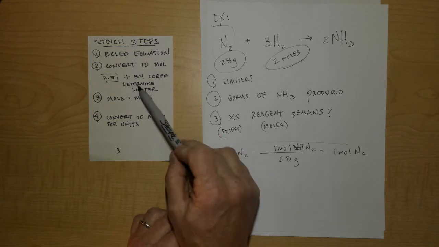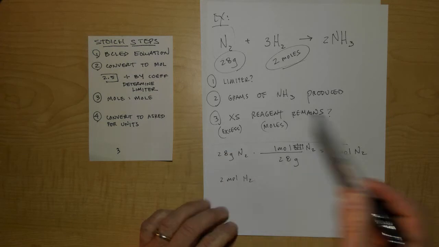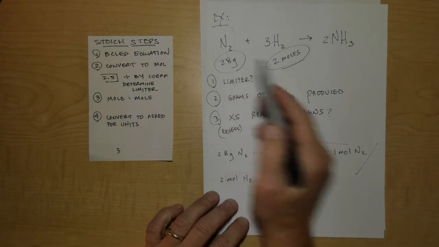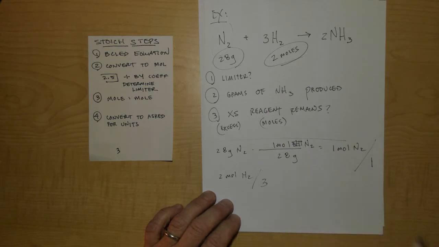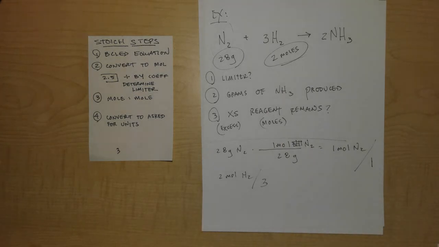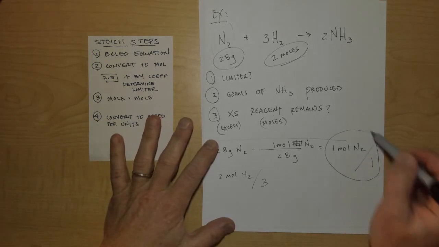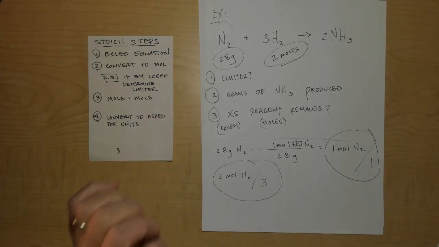All right, now we're on to step 3, divide by the coefficient to determine the limiter. So N2, I'm going to have to divide that by 1. H2, I'm going to have to divide that by 3. Now, I don't actually have to do the math. You can. 1 divided by 1 is easy. That's 1. But if it's some weird number, like 3 times 10 to the negative 5th, you don't really want to divide that by 6 or something like that. You don't have to. But what you do have to do is decide which one of these, after I do the math, is going to be the smallest.